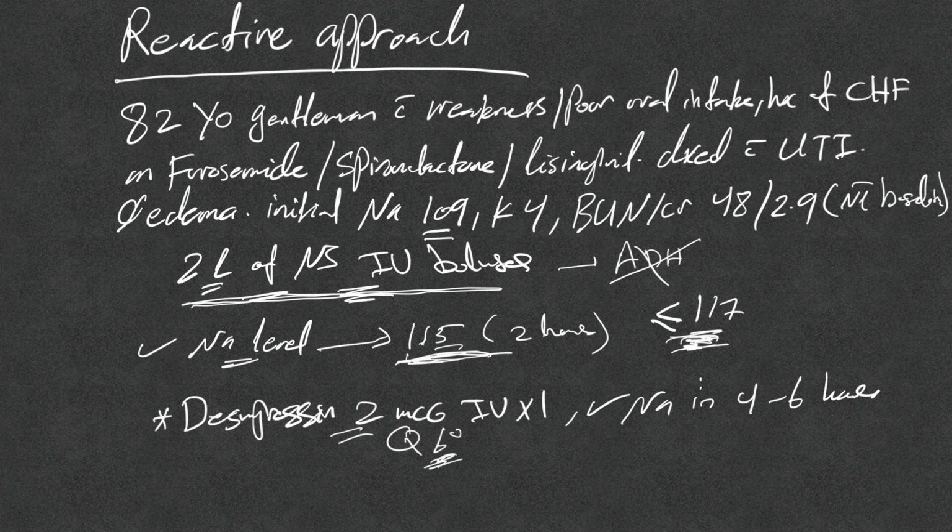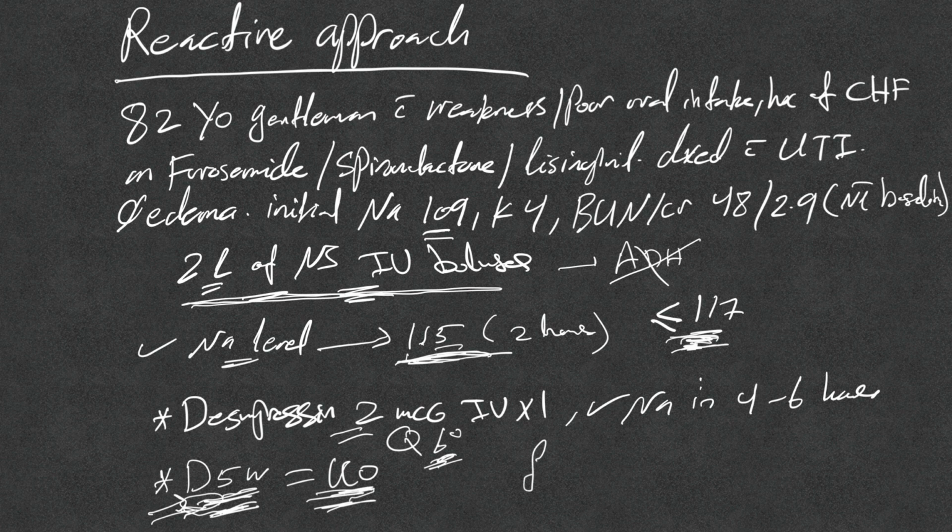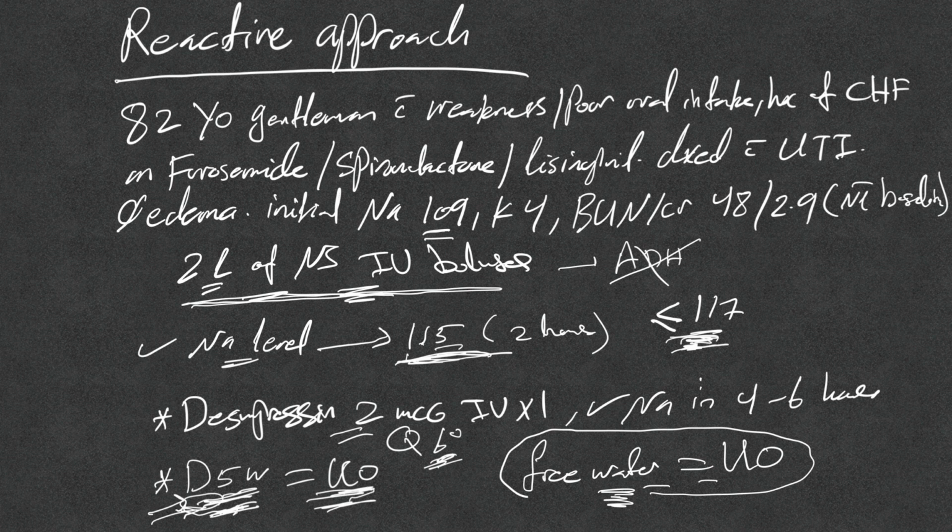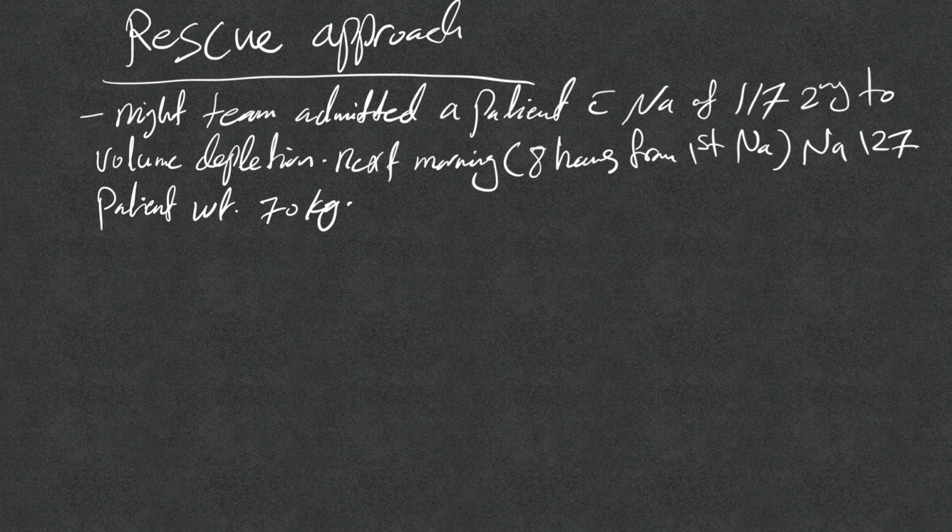Now, another approach is to give D5W and equal it to the urine output. You monitor urine output, whatever urine comes out, you give back D5W. The easiest one is free water to match urine output. I've tried this before and it works well, but desmopressin to me remains the most effective way. Let's finish by the rescue approach.